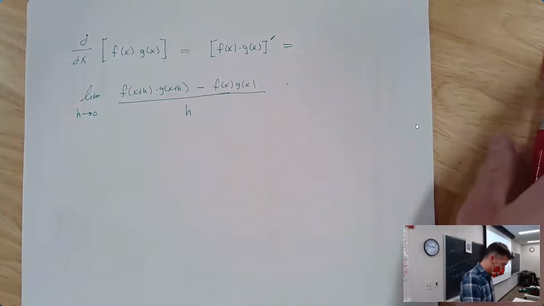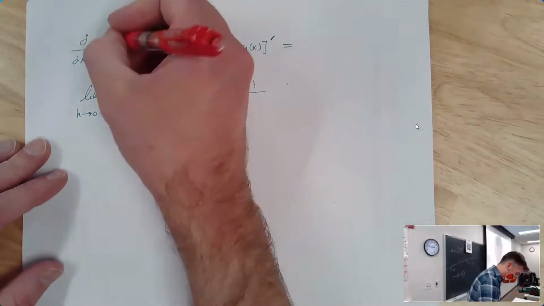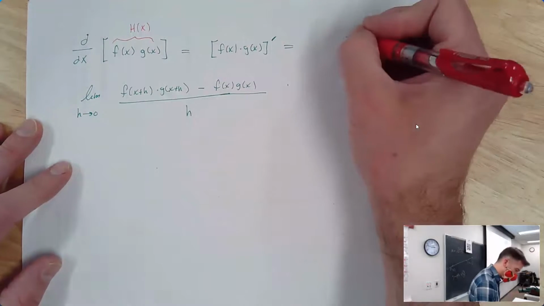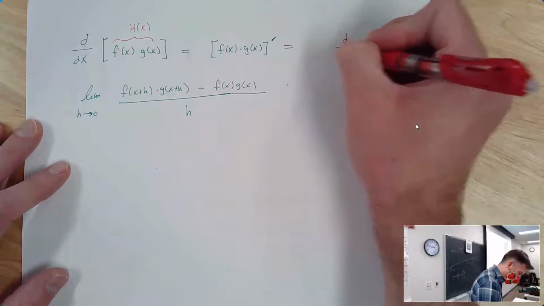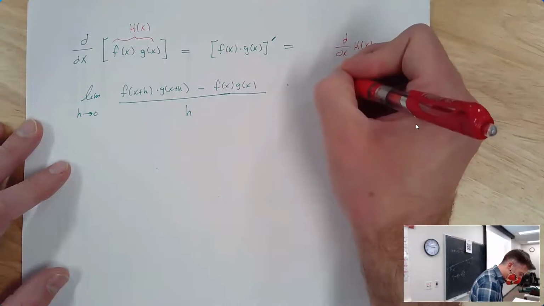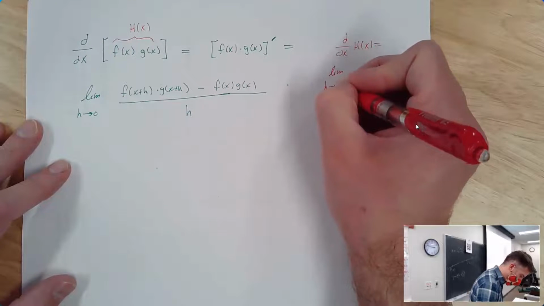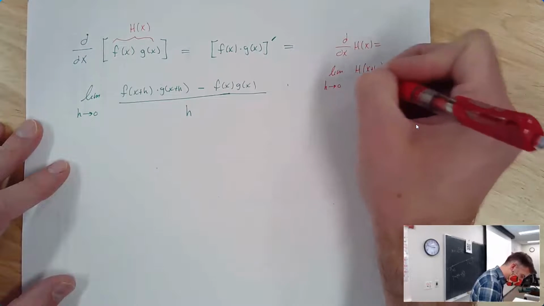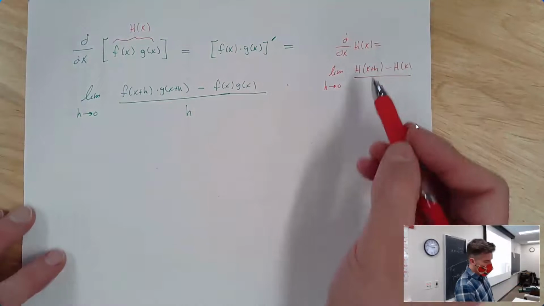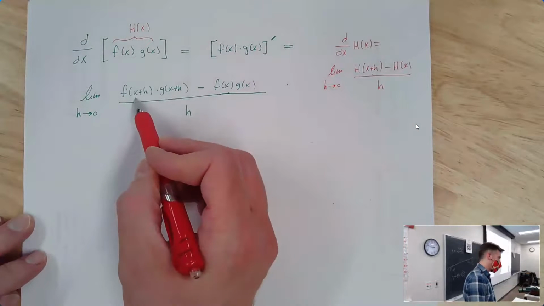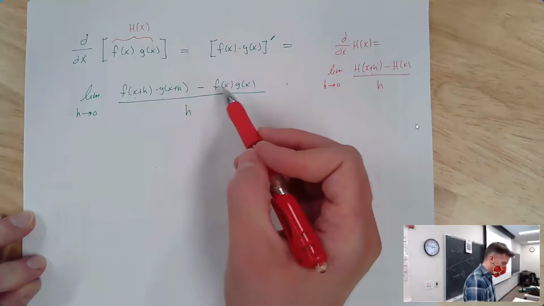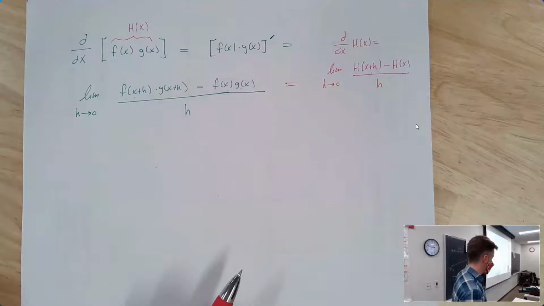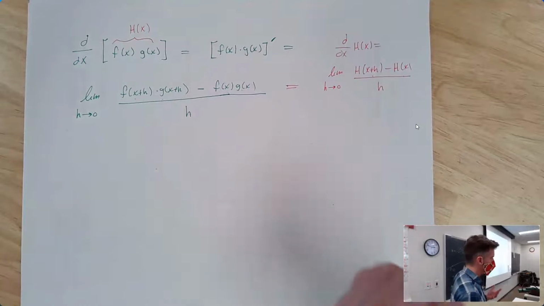Sometimes what some people do is they take an extra step and say, I'm going to call this capital H of X. And then the derivative of capital H of X is the limit as little h goes to 0 of H of X plus h minus H of X all over h. And then they're like, oh, but H of X plus h is really f of X plus h times g of X plus h, and H of X is really f of X times g of X. So sometimes that's an additional step people take. I don't think it's super necessary, which is why I skipped it, but it's also perfectly fine to do it that way.